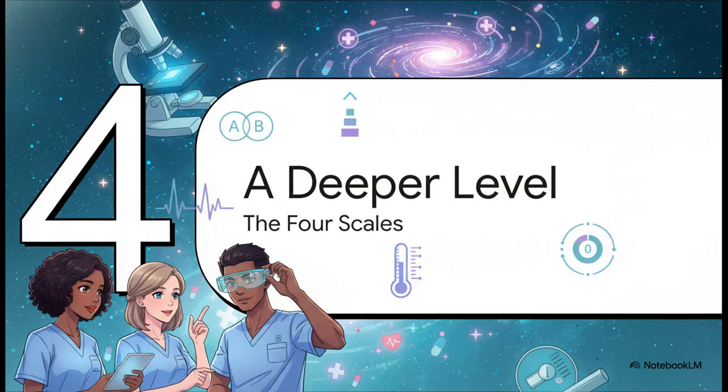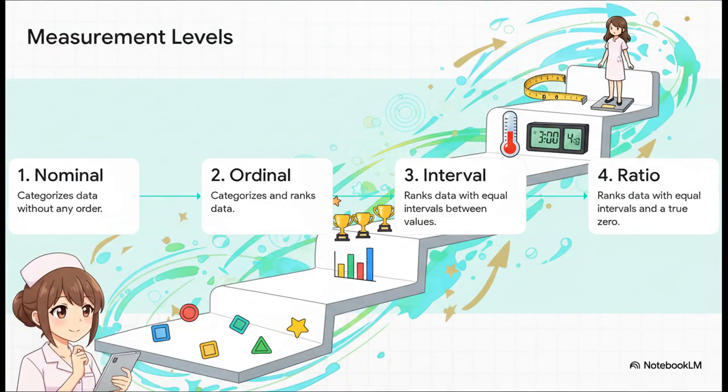Okay, so we've got our big split, qualitative and quantitative, but we're not done yet. We can actually get even more precise. There are 4 distinct scales of measurement that add these deeper layers of meaning. And this is really important because which scale you use determines what kind of statistical analysis you can even do later on. So these 4 levels are nominal, ordinal, interval, and ratio. The best way to think of them is like steps on a ladder. As you climb up, each step gives you more information and more statistical power than the one below it.